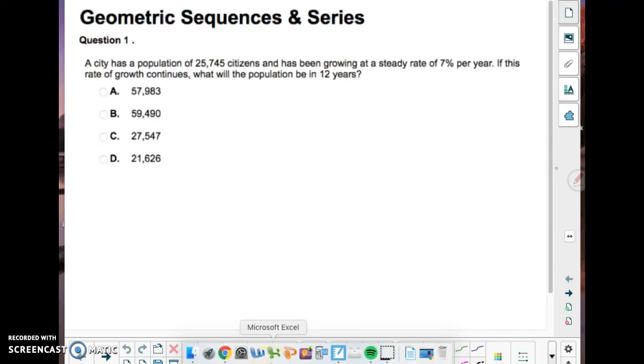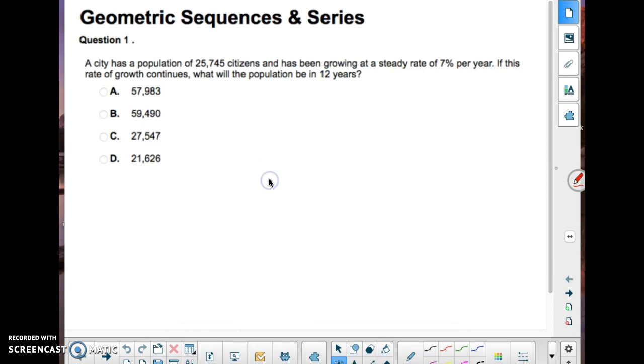Okay, so the first question tells us the city has a population of 25,745 citizens and has been growing at a steady rate of 7% per year. This rate of growth continues. What will the population be in 12 years? So there's a formula we need to know for this.